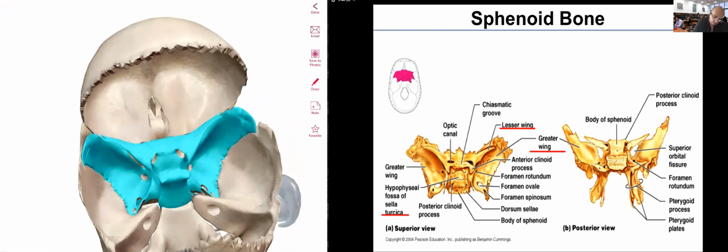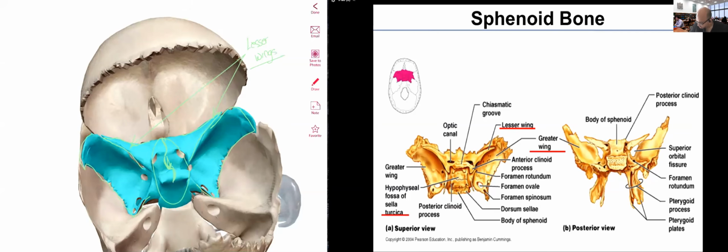It has two small wings, two large wings, and connecting all those wings together, you see this body here, which is formed of elevation, depression, and another elevation. So what would we call those small wings of the sphenoid bone? Those are called my lesser wings.